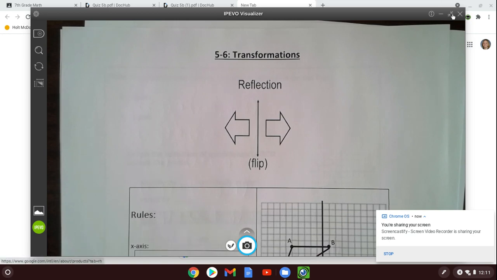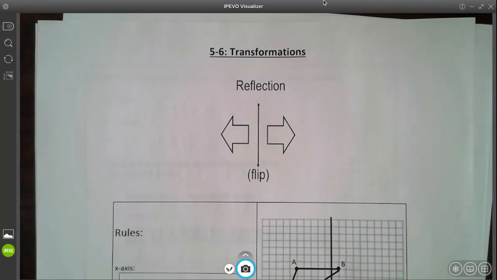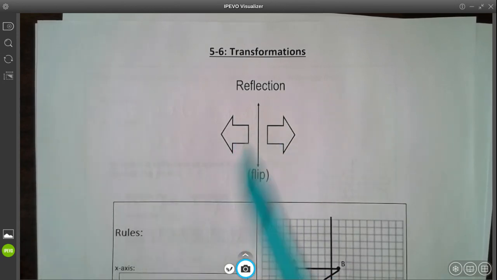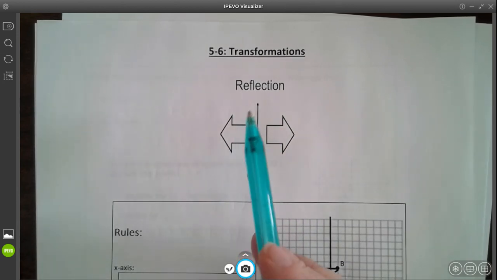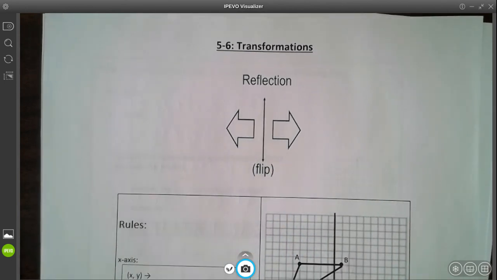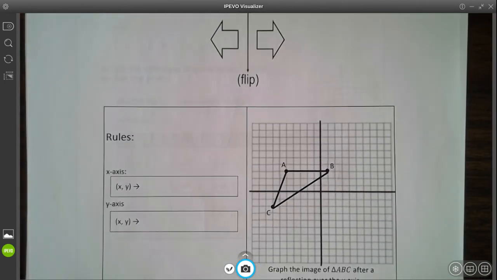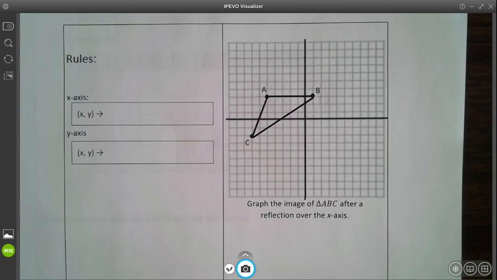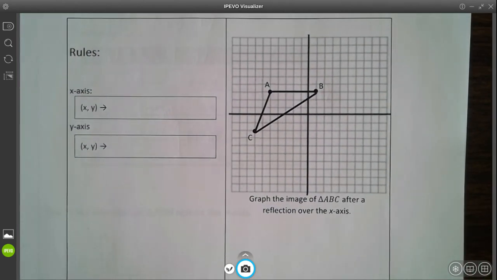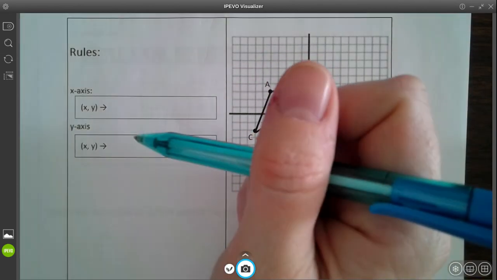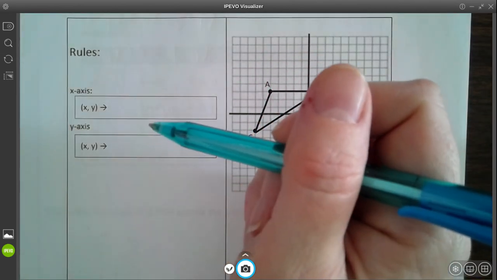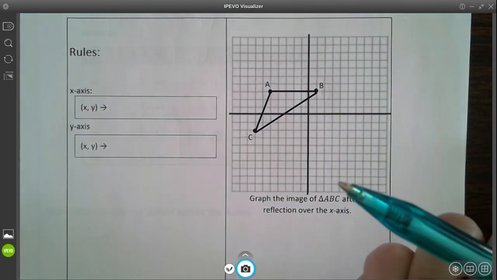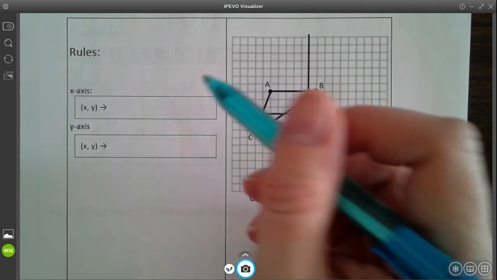Okay, hello, this is 5-6, day 2, which is another different type of transformation, which is a reflection. And kind of layman's terms for a reflection is a flip. So we do have some rules for reflections. These rules are going to be easier because they're the same no matter what, unlike in the last part of 5-6, where we were making up our own rules.